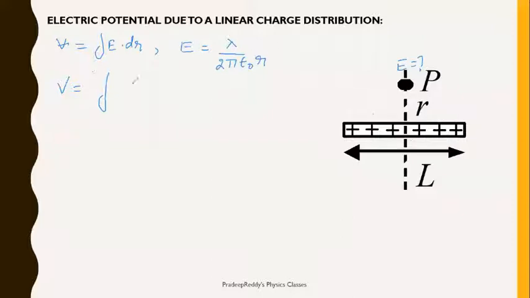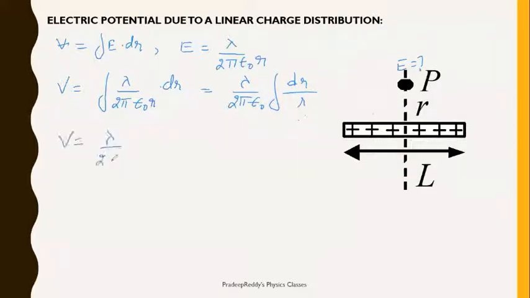So directly I am substituting E over here, that is lambda divided by 2 pi epsilon naught R into dr. All constant terms you can bring out. Lambda is constant, 2 pi epsilon naught is constant, and what is left is dr divided by R. Now it is the integration of 1 by R dr, which is equal to log R. So it is lambda divided by 2 pi epsilon naught into log R.